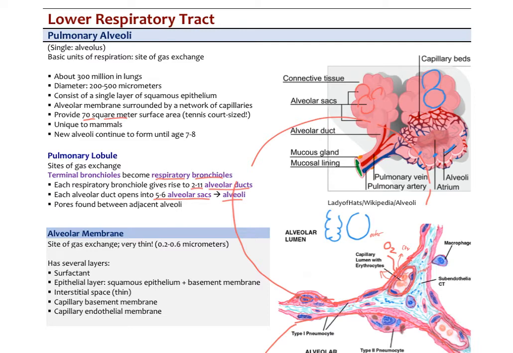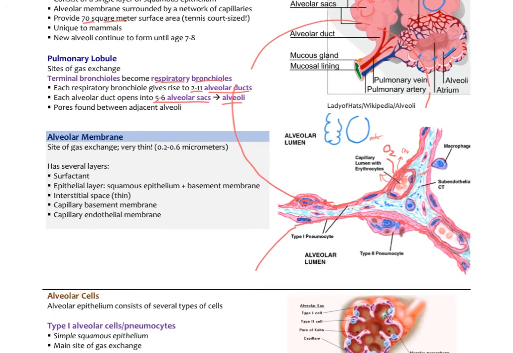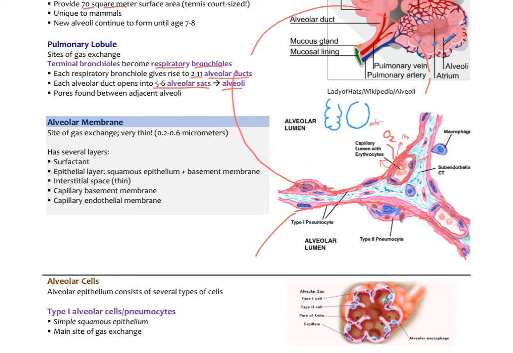So that is the basic structure of the alveolus. Again, the membrane is the site of the gas exchange, very thin, about 0.2 to 0.6 micrometers. And there's several layers. So you have an epithelial layer. That's what I pointed out in this picture here. That's the epithelial layer. We have the interstitial space in blue, and that has connective tissue like the elastin. There's nerves in there. There's some lymphatic vessels.